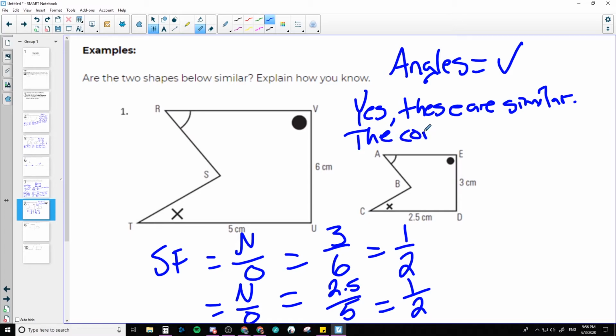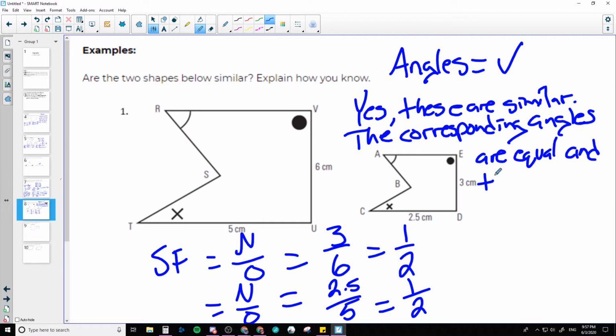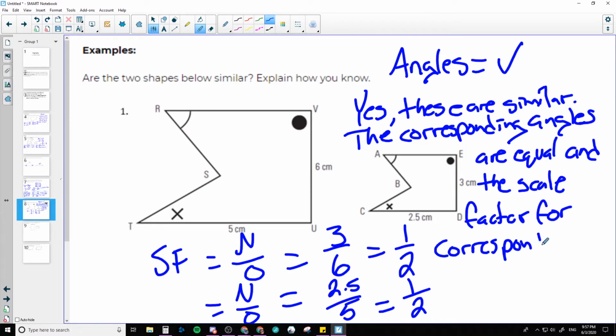The corresponding angles are equal, and the scale factor for corresponding sides is consistent.